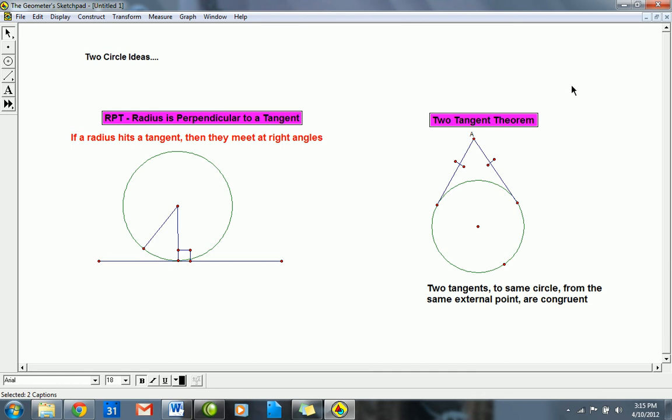And we're going to use those tomorrow. Okay, so understand them so that we can apply them tomorrow in a bunch of different situations.